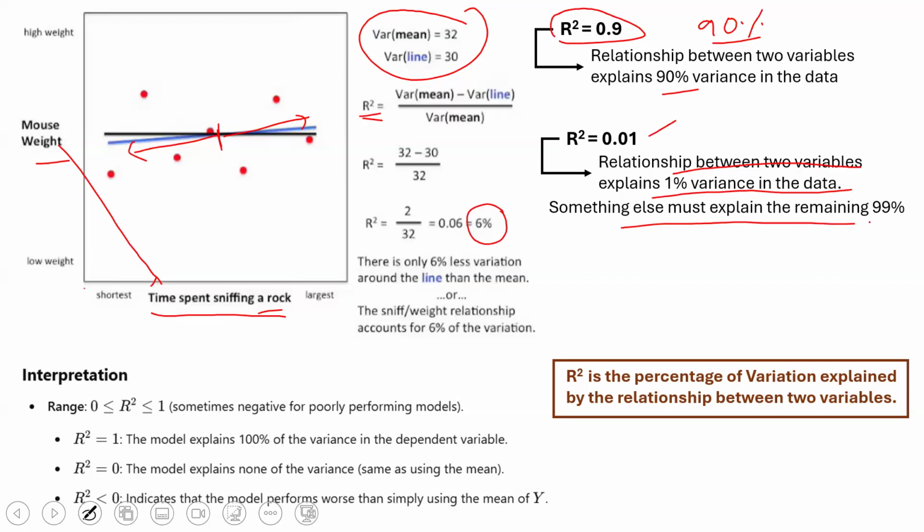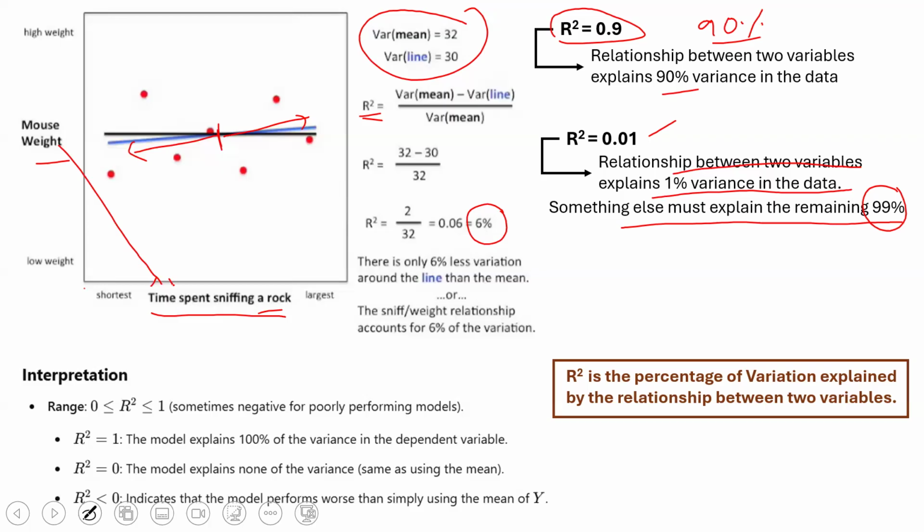So something else must explain the other 99%. As these two are not related, there should be some other variable that explains that. Okay. To keep it short, when R square is high, we can say that there is a high relationship between those two variables. Okay, that means variance in the dependent variable is explained by the independent variable.